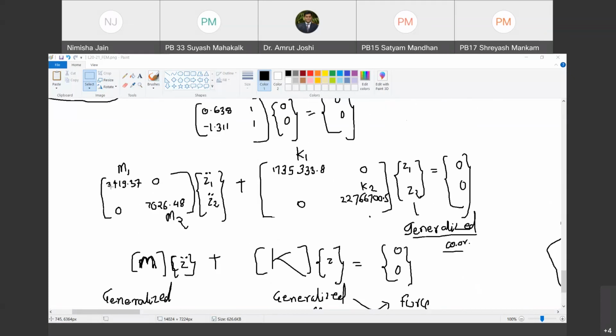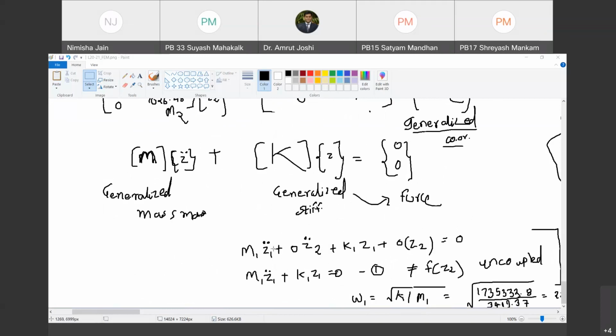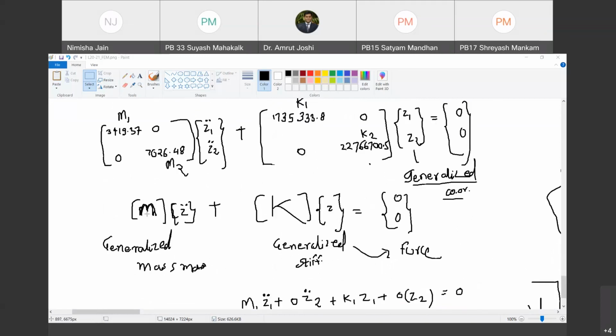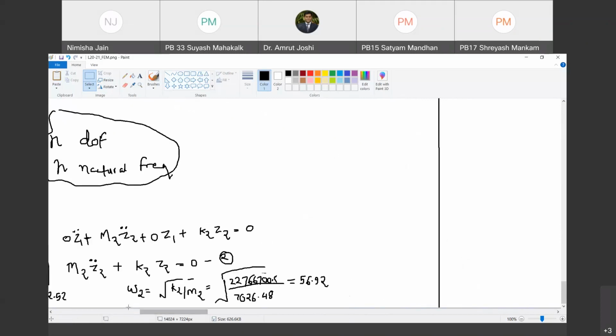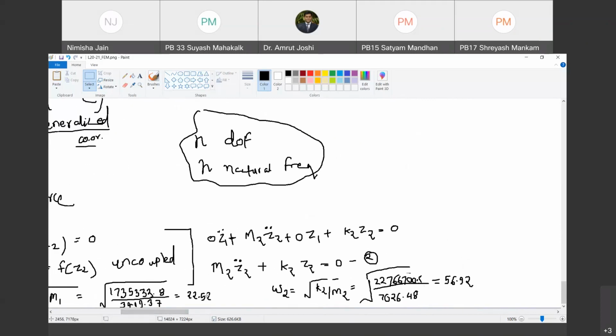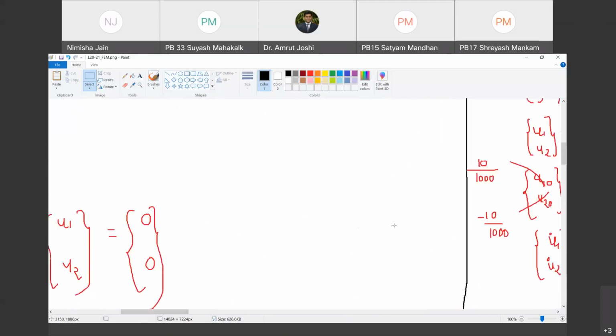Okay. So when we expand the first row, that expansion I have written here. When we expand the second row, that expansion I have written here. So it is as if two single degree of freedom systems. And then we found omega 1 as square root of k1 by m1 corresponding to the first equation, and that turned out to be 22.52. And omega 2 is root k2 by m2 from the second equation. That turned out to be 56.92. Are you with me? Yes, sir.